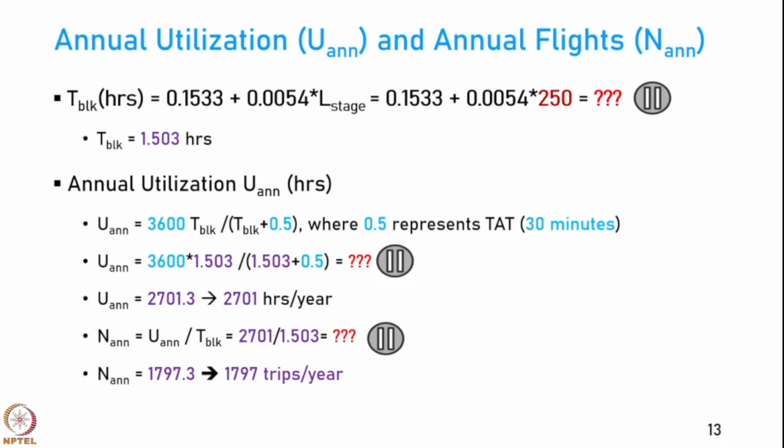This is a very high number actually. The real number of trips per year could be a little bit lower, but it is also a function of the block time, and it is also a function of the turnaround time. But for our example, we will take 1797 trips per year for our aircraft.